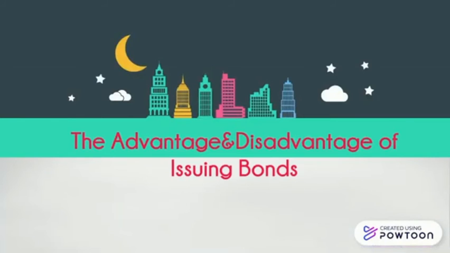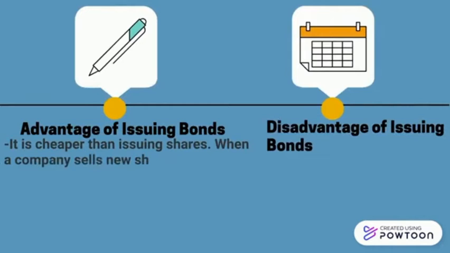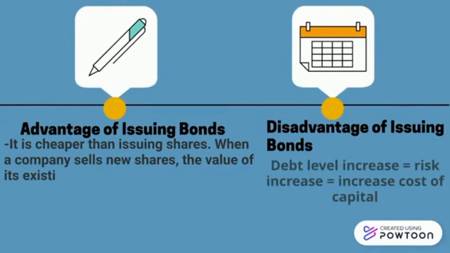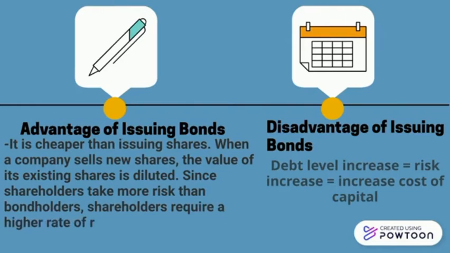Now I will discuss the advantages and disadvantages of issuing bonds. The advantage of issuing bonds is that it is cheaper than issuing shares. When a company sells new shares, the value of its existing shares is diluted. Since shareholders take more risk than bondholders, shareholders require a higher rate of return than the bondholders.